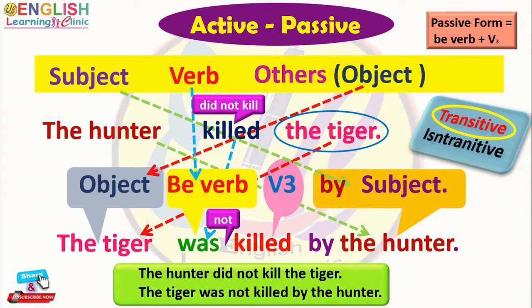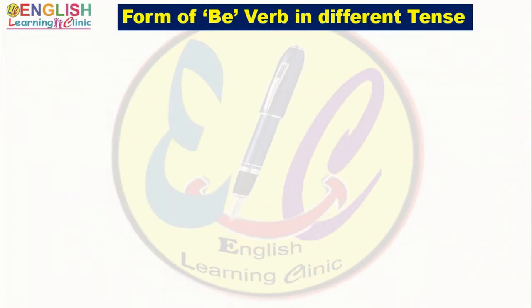So, up to this you have learned the be verb plays a vital role to make the passive form of the verb. In this regard, you have to know the form of the be verb in different tenses. Now, let's make the different form of the be verb in different tenses. Form of be verb in different tense.